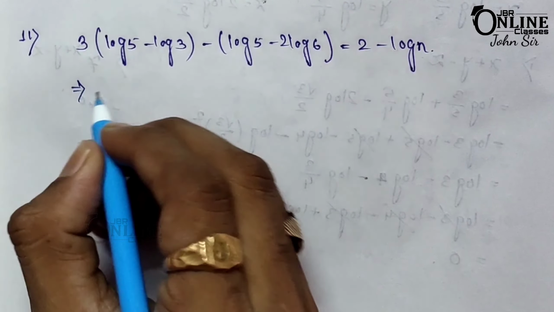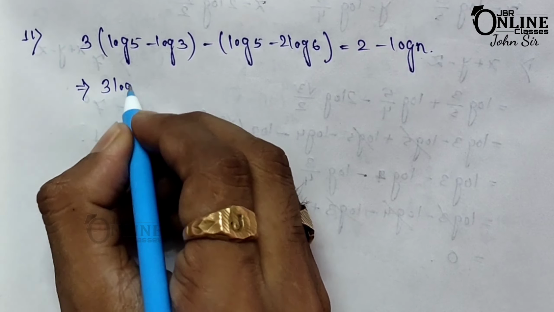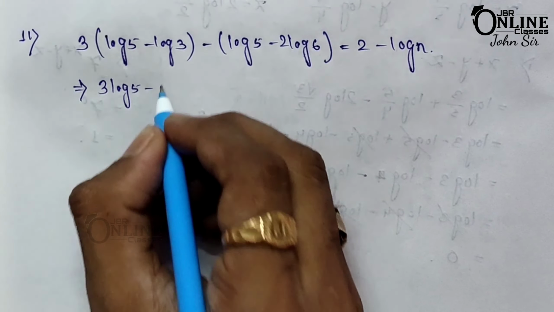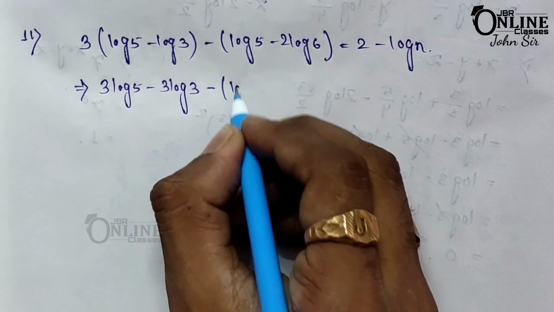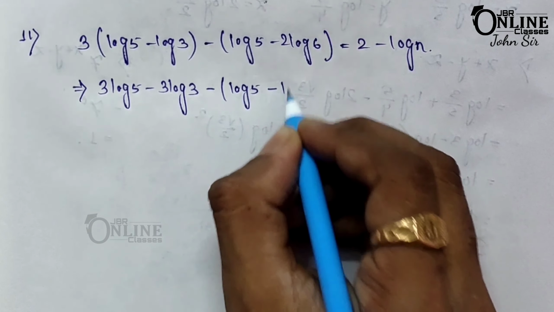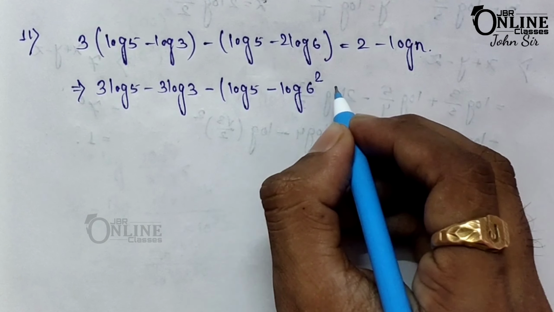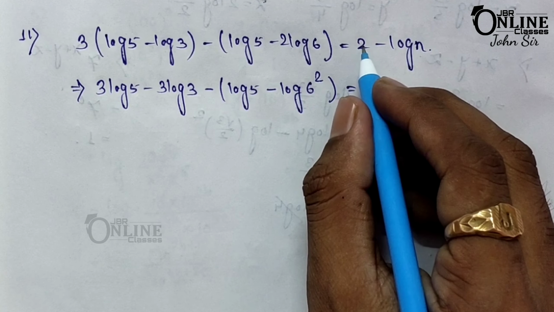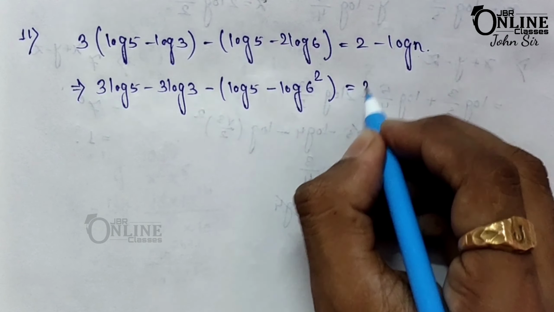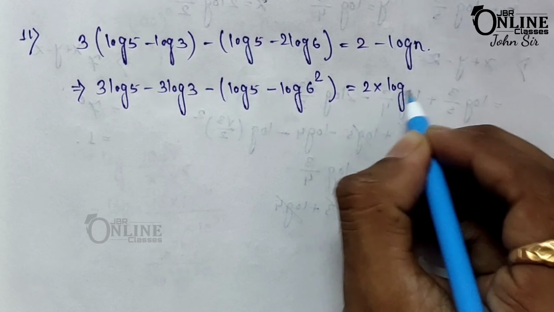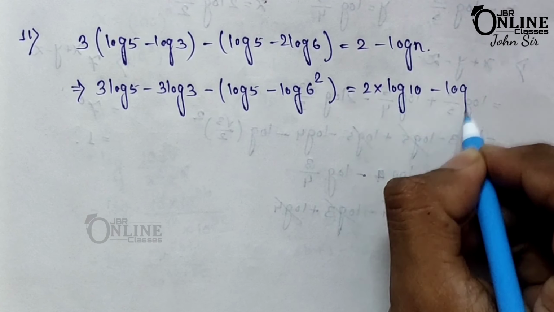So here 3 log 5 minus log 3, that means 3 log 5, if 3 multiplies with this one, it will be 3 log 3. Here log 5, and that will be log 6 square. Okay, and here 2. Now 2 means 2 into 1, and instead of 1 you can write here log 10, as the value of log 10 equals 1. Then minus log n.